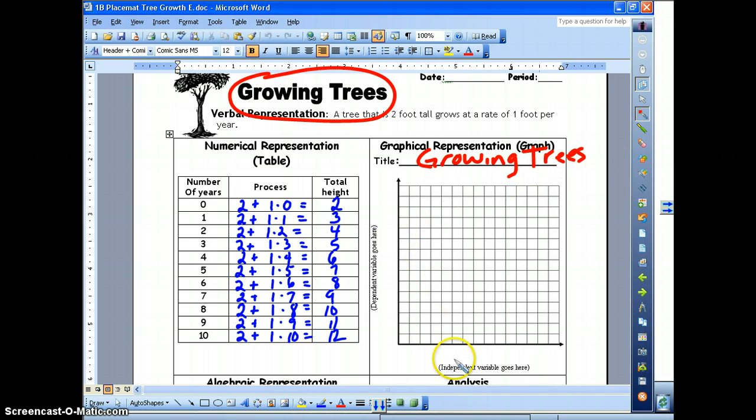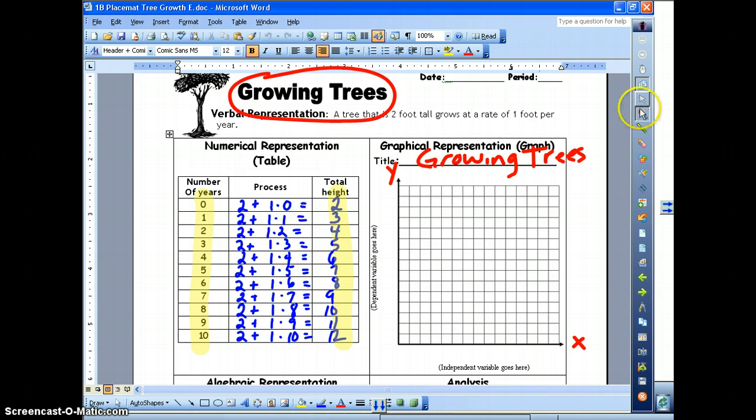So, I need to put my independent variable on my x-axis and my dependent variable on my y, and I have 2 variables. If you look at our process, these numbers are changing. Everything else stays the same, but those are changing. What are those numbers? Yeah, those are your numbers of years, and the other thing that's changing is our answer. So those are our 2 variables.